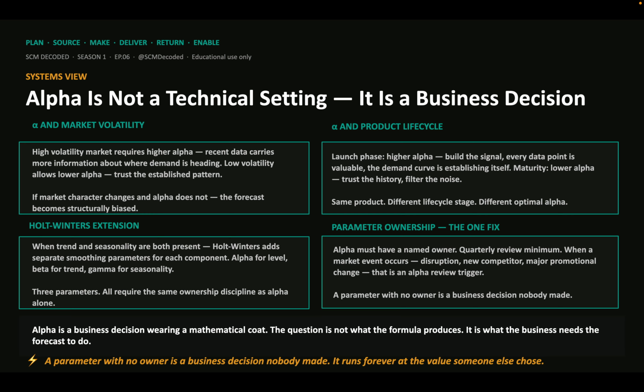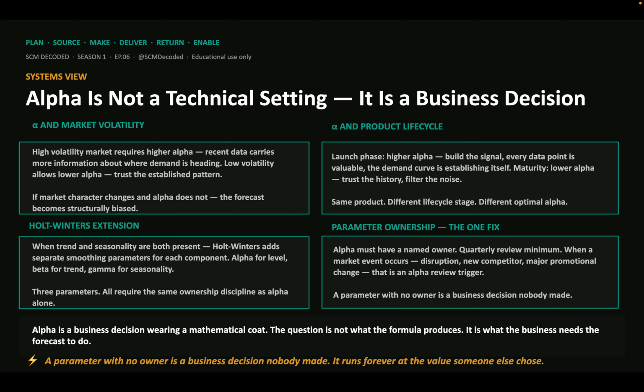Product lifecycle matters the same way. Launch phase needs higher alpha. Every data point is valuable. The demand curve is establishing itself. Maturity allows lower alpha. Trust the history, filter the noise. When trend and seasonality are both present, Holt-Winters adds separate smoothing. The parameters for each component are different: alpha for level, beta for trend, gamma for seasonality. Three parameters all require the same ownership discipline as alpha alone.